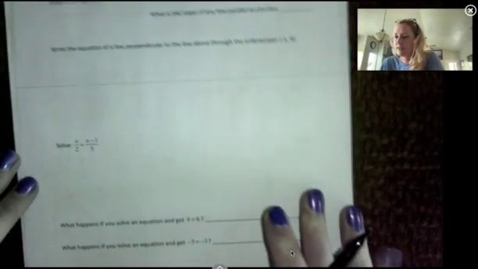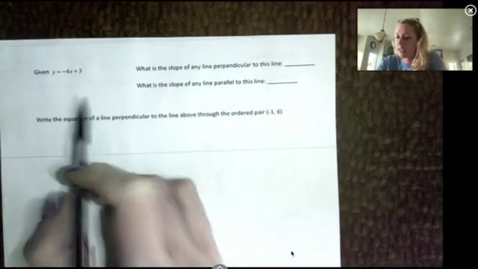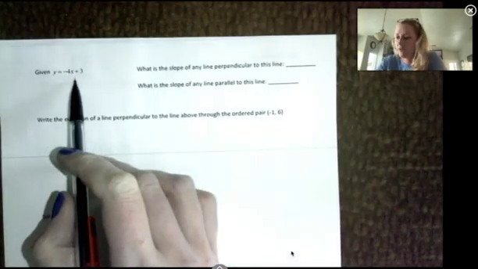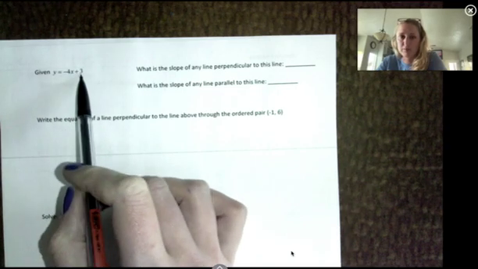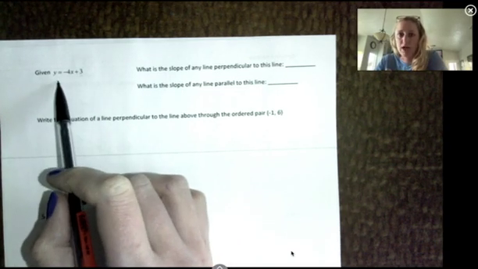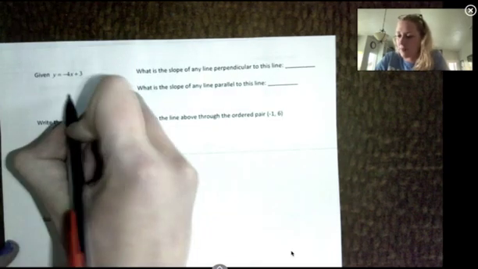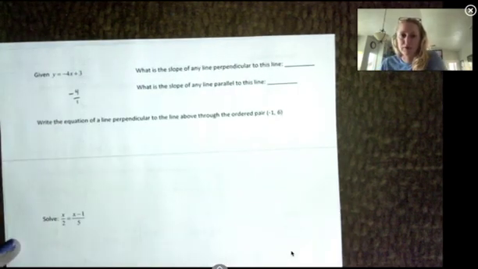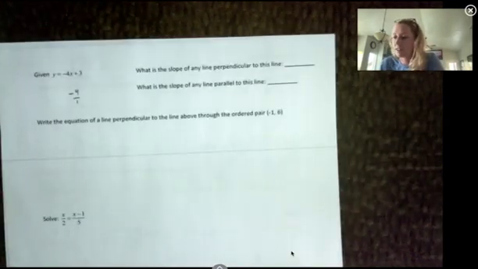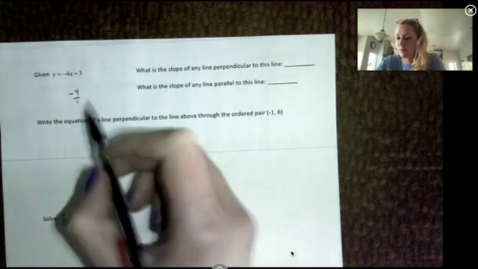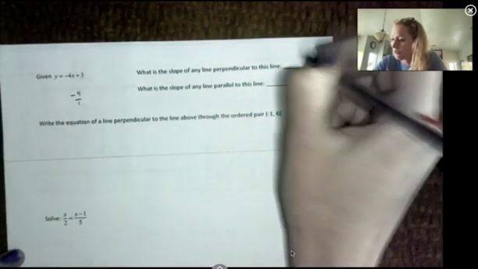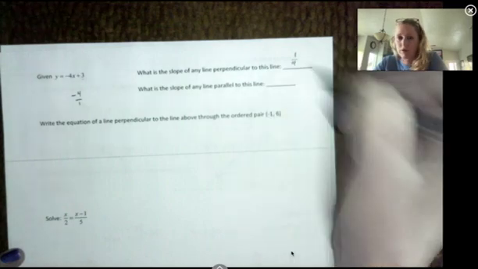All right. Okay, here we're given the equation y equals negative 4x plus 3. So it's a line that has a y-intercept of 3 and a slope of negative 4. So perpendicular lines, remember, have opposite reciprocal slopes. So opposite would make it positive, and reciprocal means I'm going to flip the fraction. So it's going to be positive 1/4.